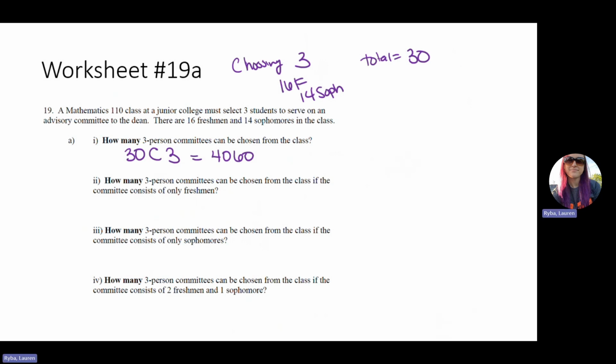What if we want to choose only freshmen? How many 3-person committees can be chosen from the class if the committee consists of only freshmen? Well, what now is my starting value that I am choosing from? How many freshmen are there?